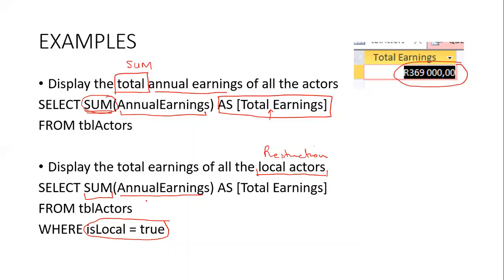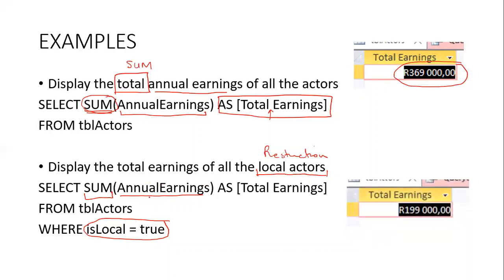If you've forgotten the field names in the table, I would suggest you go back to the screen that outlines the table structure so you understand exactly what field names are used in the table. And in this case, the total earnings of the local actors adds up to 199,000, as compared to 369, which was the total earnings of all the actors.